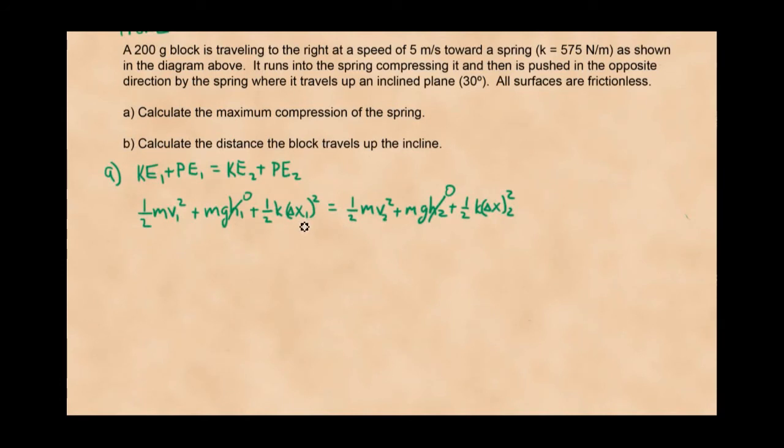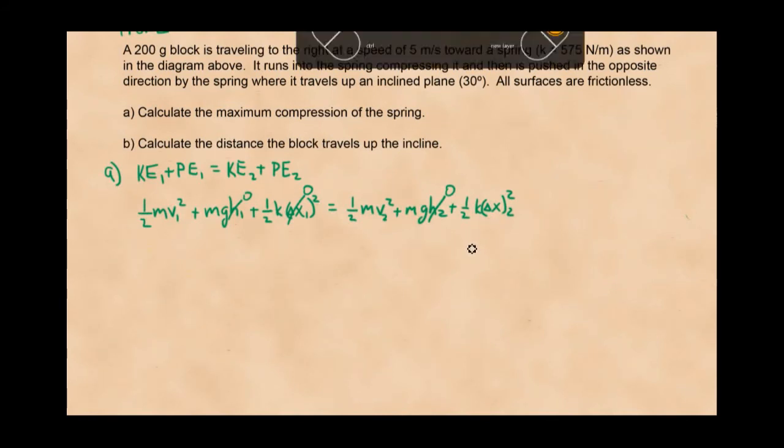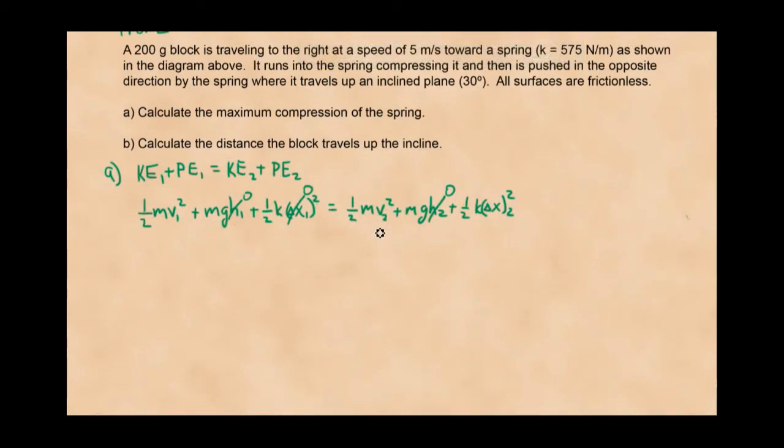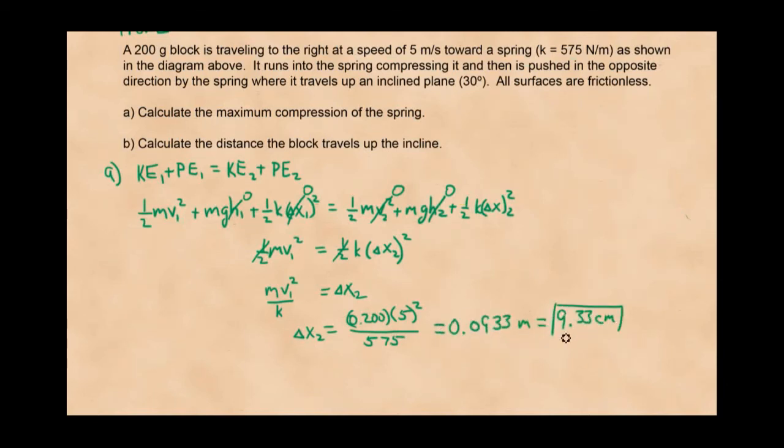In position 1, the spring is not stretched or compressed, so delta x1 is 0. But in position 2, the spring will be compressed. And that's what I'm looking for in part A. In position 2, the box is not moving. The spring is at its maximum compression. There's no velocity of the box in position 2. So this energy conservation equation simplifies to this. So the compression in spring at position 2 is going to be simply this. So the spring compresses a maximum amount of 9.33 centimeters.